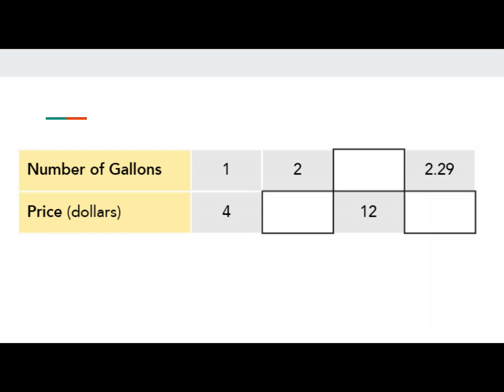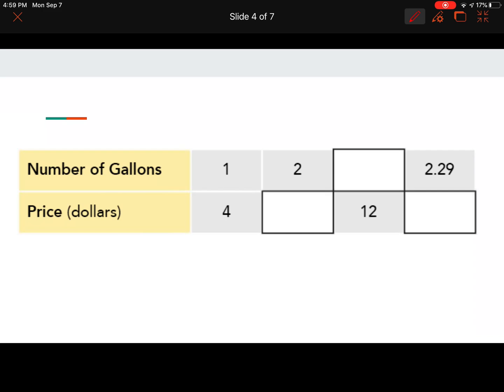So first we're going to look at this in a table. We're looking at number of gallons, so something liquid, and then the price in dollars, and we're going to fill in those missing blanks, okay? So first I see that for 1 gallon, it's $4, okay? So the unit price is $4 per gallon, and that's a good thing to be able to identify, okay? So the unit price for whatever we're talking about is $4 per gallon.